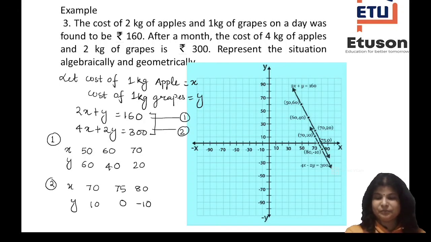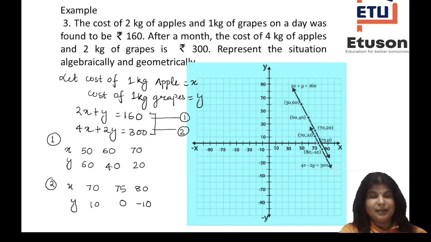Okay children, so hope you have understood the concept, how to represent a situation algebraically, and how later on by taking the different points you can plot it geometrically.